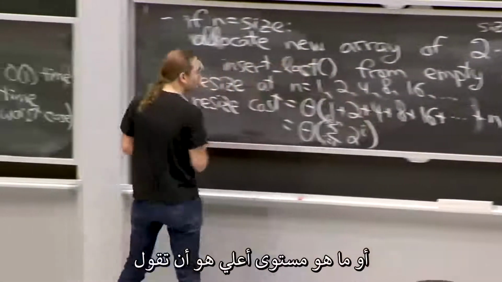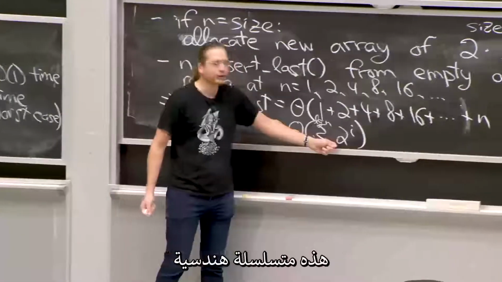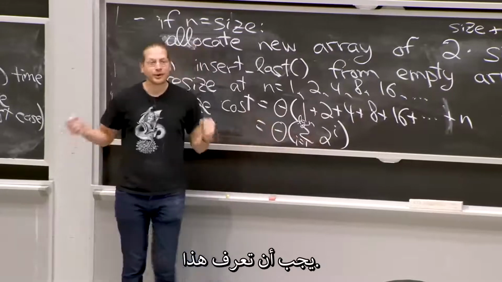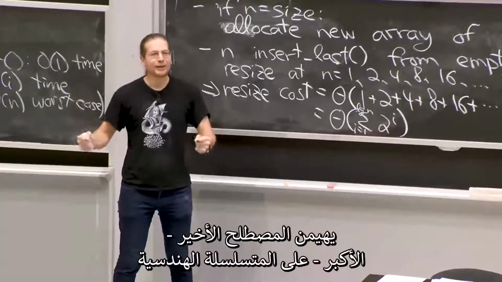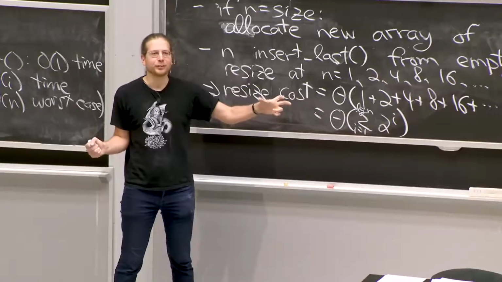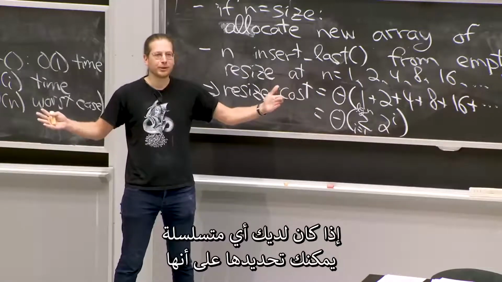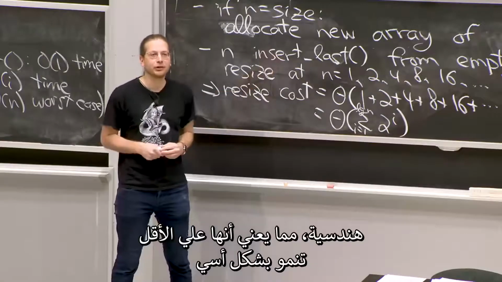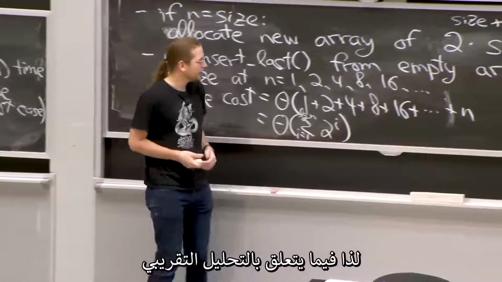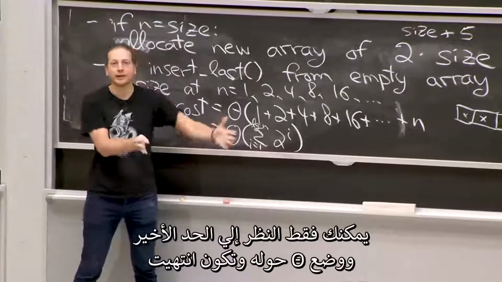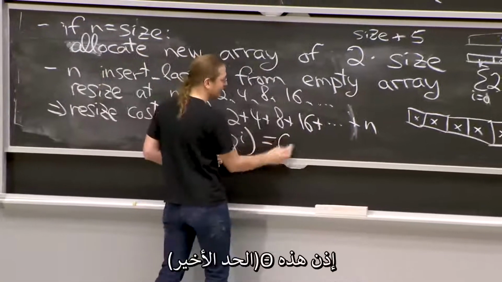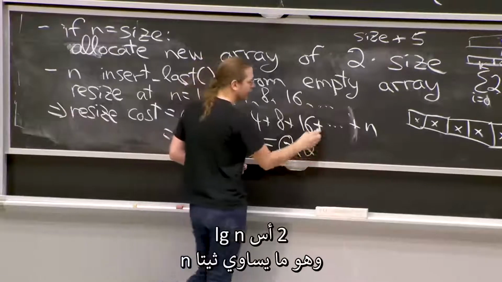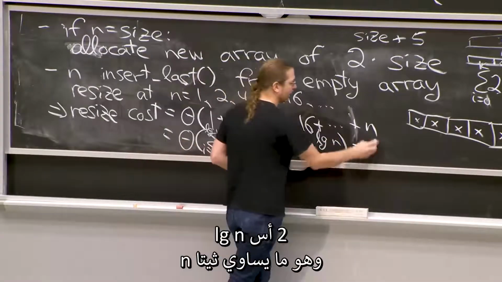Or the higher level thing is to say, oh, this is a geometric series. You should know this, I'm telling you now. Geometric series are dominated by the last term, the biggest term. If you have any series you can identify as geometric, which means it's growing at least exponentially, then in terms of theta notation, you can just look at the last term and put a theta around it, and you're done. So this is theta of the last term, like 2 to the log n, which is theta n.